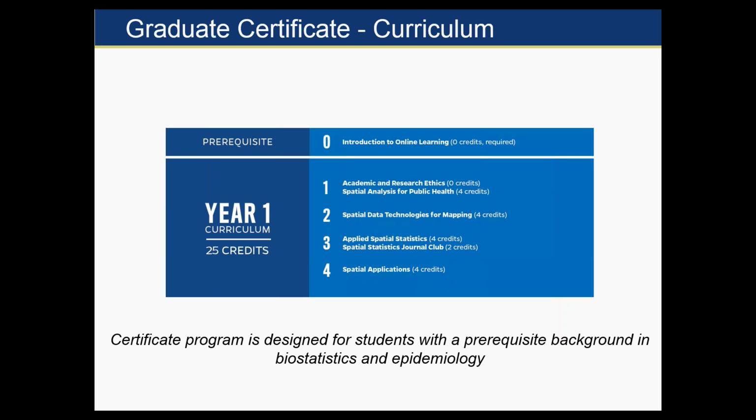So the certificate has spatial analysis for public health, spatial data technologies for mapping, applied spatial statistics, spatial statistics journal club, and this course on spatial applications. There is no integrative activity or capstone project for the certificate. And not only does the certificate have the same core spatial classes as the master's program, but the students are taking these classes together. So the certificate students are in the same core spatial classes as the 2-year master's students, so it's not any different classes that one program has over the other in terms of the core spatial classes.